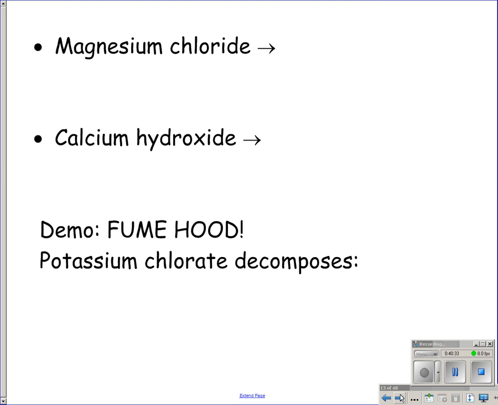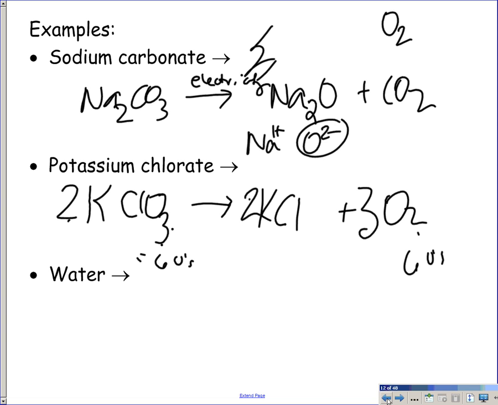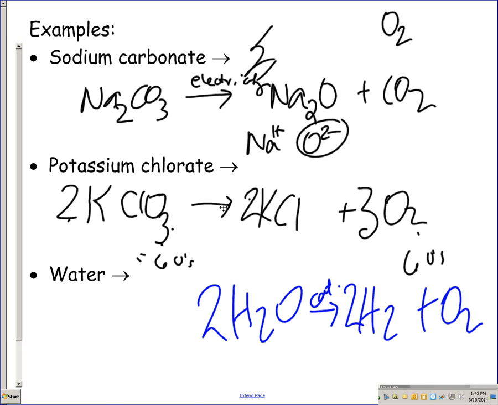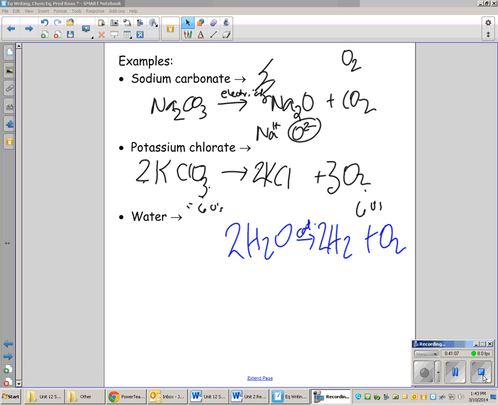Okay, and I'm going to hold off on this one. I'm going to show you something really cool first, and then we'll come back and do some more practice, and then you'll do your homework. Cool? All right. H2O yields H2 plus O2. What are the coefficients? 2 here and 2 here. And I'm going to put catalyst. Not cat like cat, but catalyst like cat. Okay.